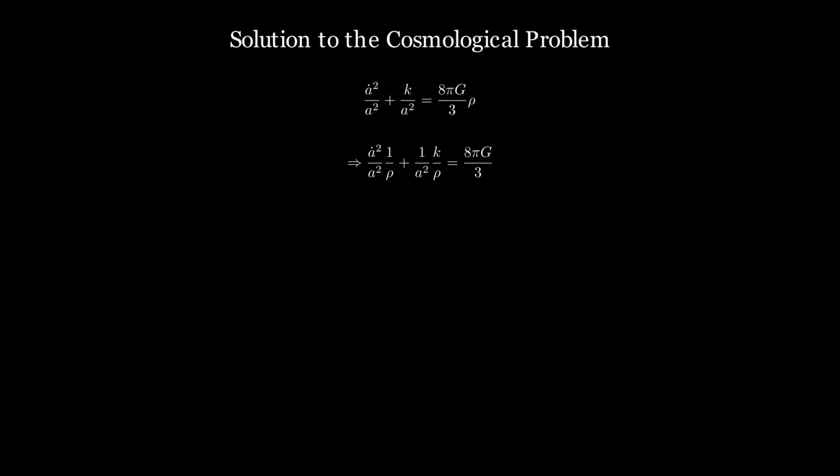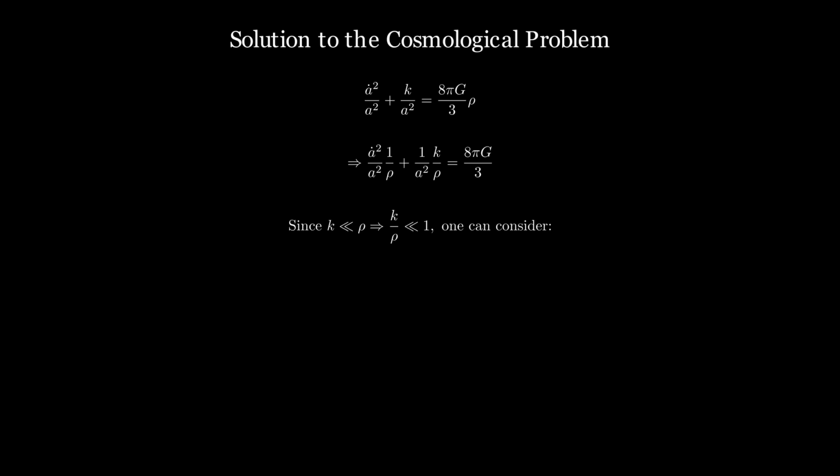Now, considering that k is much smaller than the energy density, we can say that the ratio of k to ρ is much less than 1. This allows us to simplify the equation by neglecting the k over ρ term. The square of the Hubble parameter divided by the energy density, ρ, equals 8πG over 3. Therefore, we can write the following simplification.